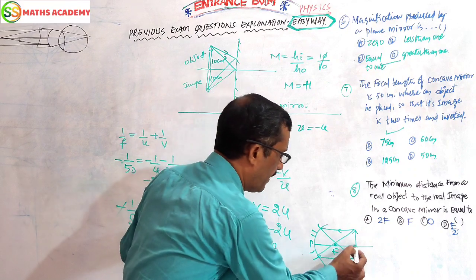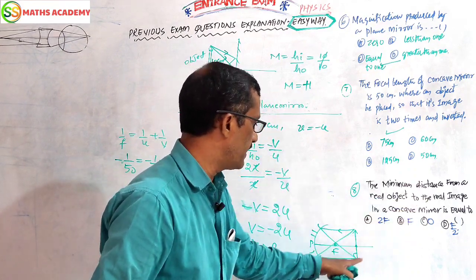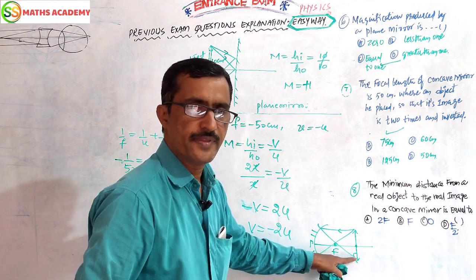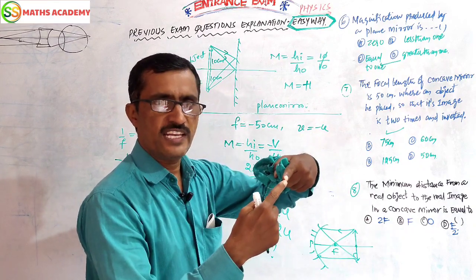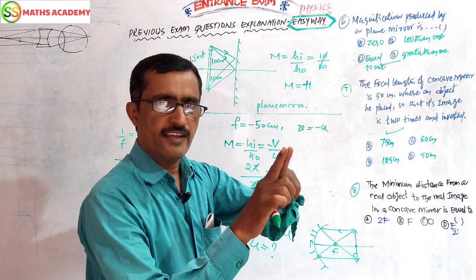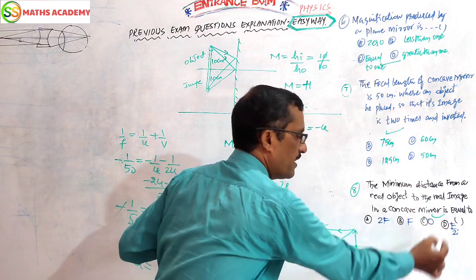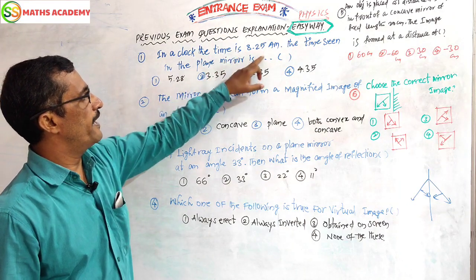That's why, what is the minimum distance from the real object to the real image? This is a real object, this is a real image. So actually they coincide with each other. They are already attached to each other. Therefore, the minimum distance will be equal to how much, children? 0 only.